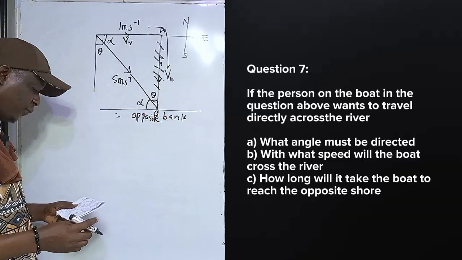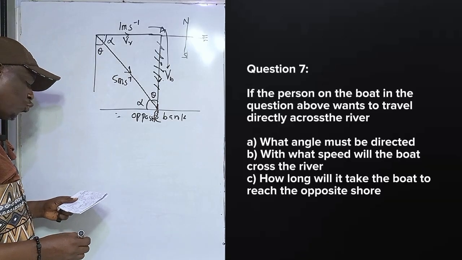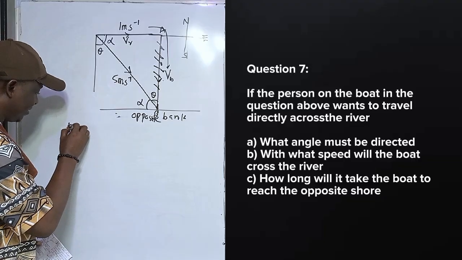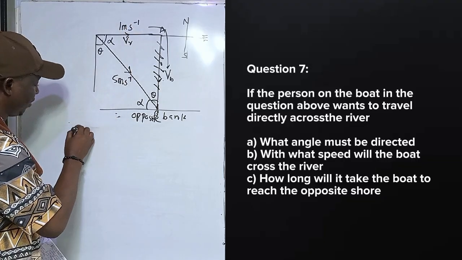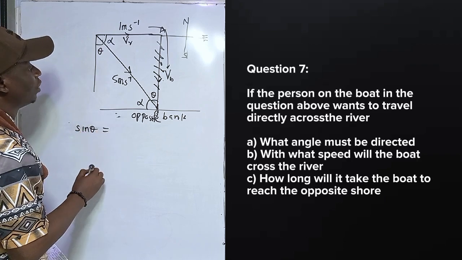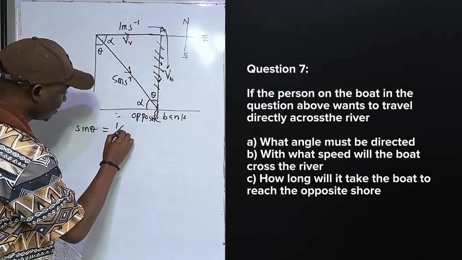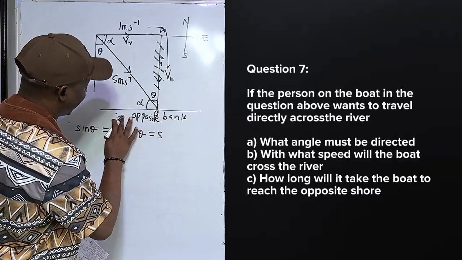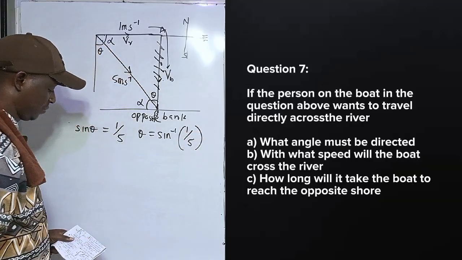Now, how do we first of all solve? Let's say what direction must it be directed? At what angle must it be directed? So we are going to use what? Tan theta equal to what? No, not tan theta. Let's use sin theta equal to opposite over hypotenuse. So theta will now be the sine inverse of 1/5.